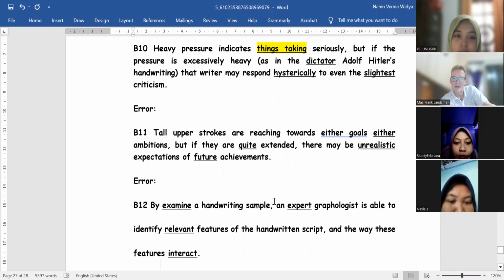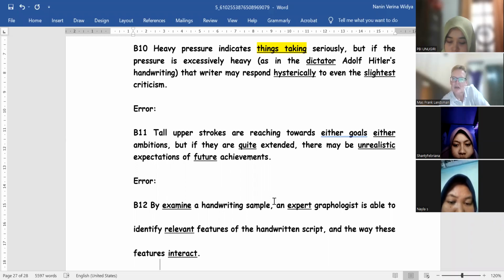Toe upper strokes are reaching towards either goals, either ambitions, two choices. But if they're quite extended, there may be unrealistic expectations of future achievements. Here we're talking about kata penghubung or conjunctions. Which one is the wrong link between words?